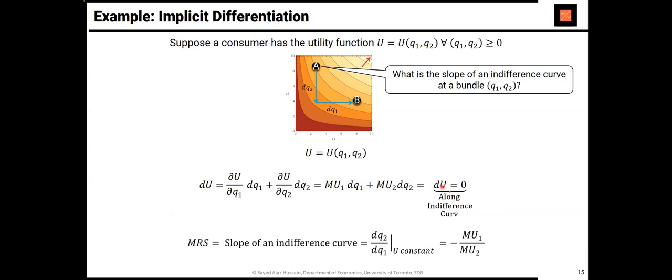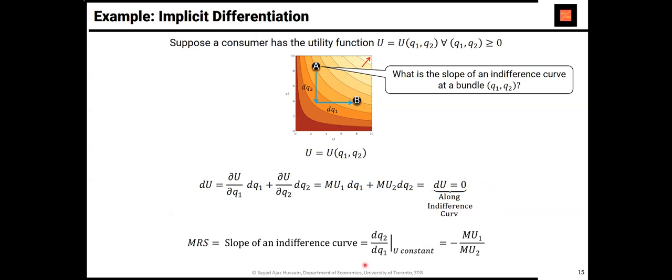Along the indifference curve means, by definition, all bundles with the same level of utility. So the change in utility has to be zero. Your Q1, Q2 have to adjust in a very precise manner so as to offset: if Q1 goes up, your utility is going to go up, so Q2 has to change in such a way as to offset that change, negate that change. So you want this total change in utility to be equal to zero.